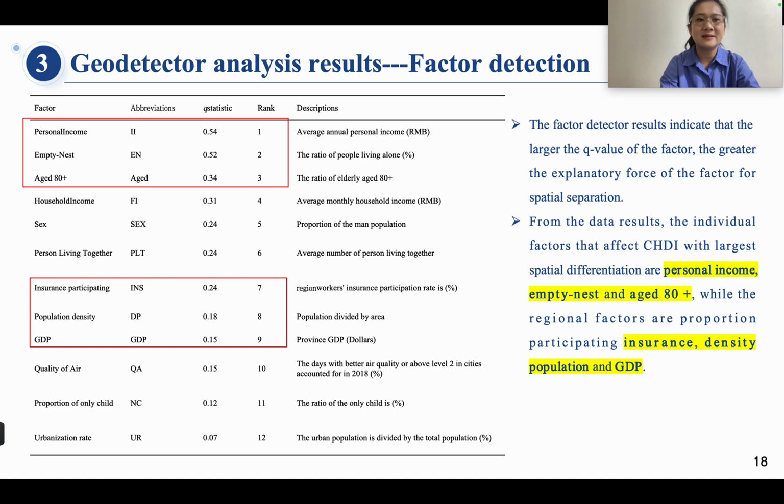This is the geodetector analysis results, factor detection. In the left table, the factor detector results indicate that the larger the Q value of the factor, the greater the explanatory force of the factor for spatial differentiation. From the data results, the individual factors that affect CHDI with largest spatial differentiation are personal income, empty nest, and aged 80 and above, while the regional factors are the proportion of participating insurance, population density, and GDP.